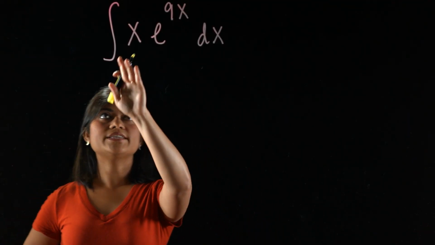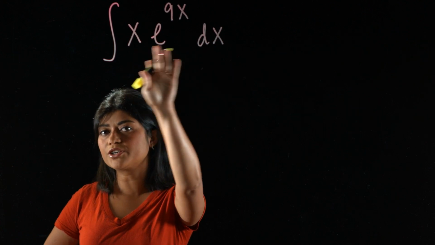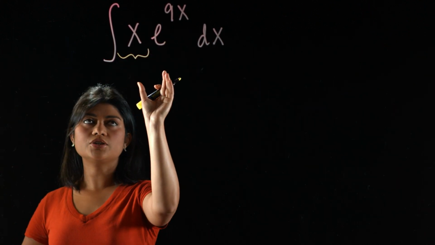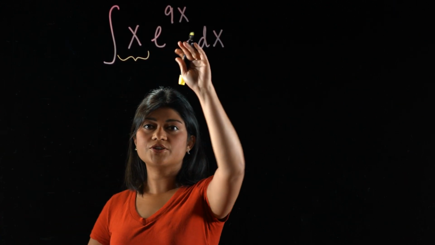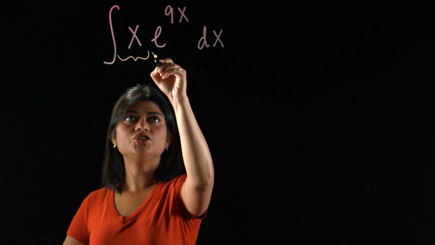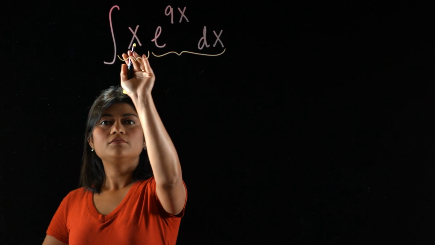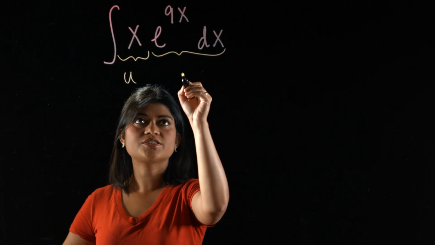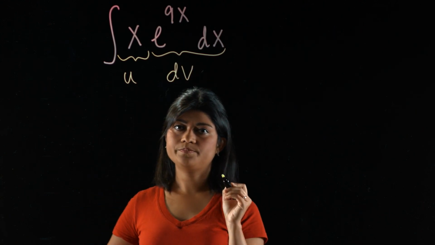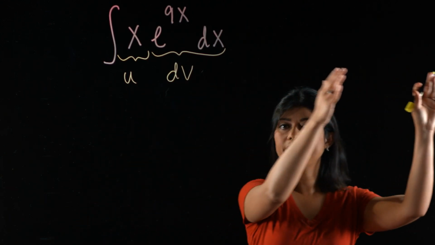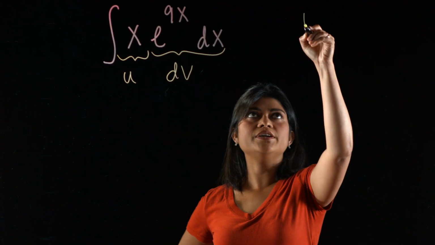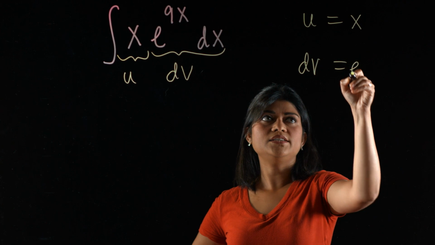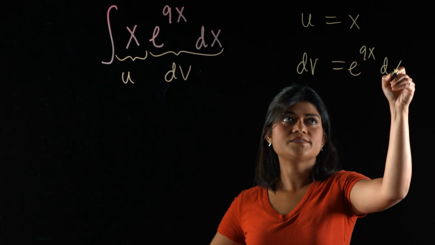Notice that if you just keep this function this way and say, okay, x is a function, and the exponential function is my second function, then I can just keep the way it's written and say my x will be u and the rest will be dv. Let's see what happens then. So let's write it down here. u is x and dv is e to the 9x dx.